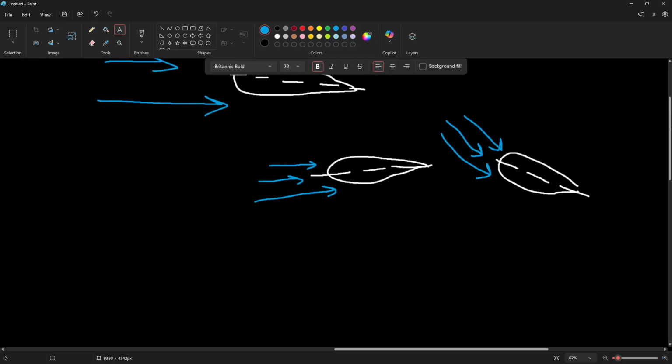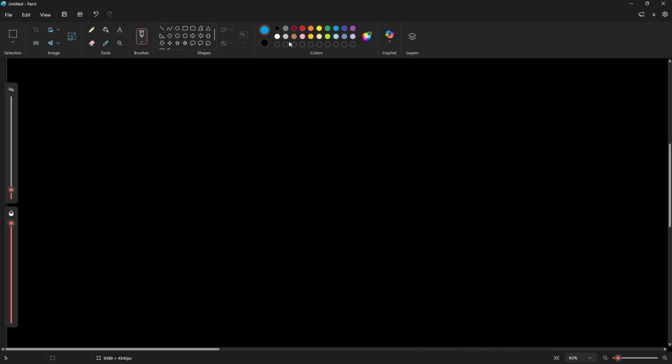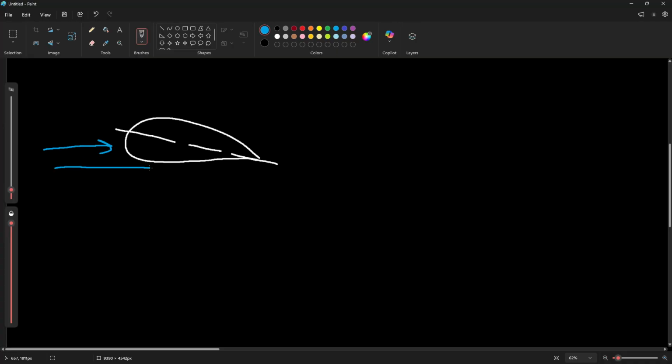Now let us move on to another topic: the angle of attack. The angle of attack uses the two prior definitions we learned about, the chord line and relative wind, and fuses them together to create another definition. So let me draw our airfoil here. This is our chord line. This is the relative wind coming towards it.